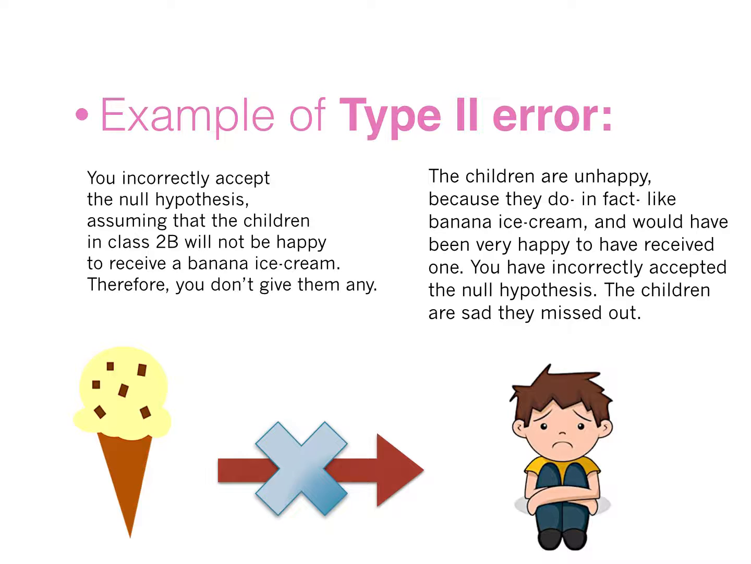An example of type 2 error, leading on from our banana ice cream analogy, would be that you incorrectly accept the null hypothesis, assuming that the children in class 2B will not be happy to receive a banana ice cream, and therefore you don't give them any. The children, much to your surprise, are unhappy because they do in fact like banana ice cream and would have been very happy to have received one. You have incorrectly accepted the null hypothesis, and the children are sad they missed out.